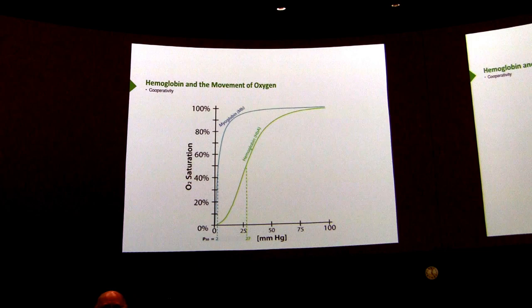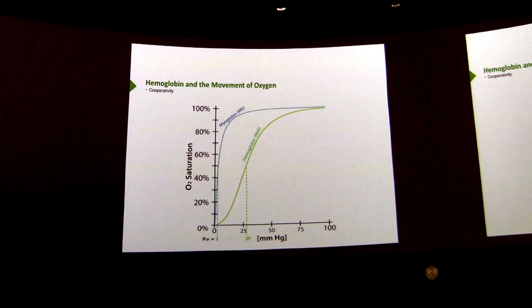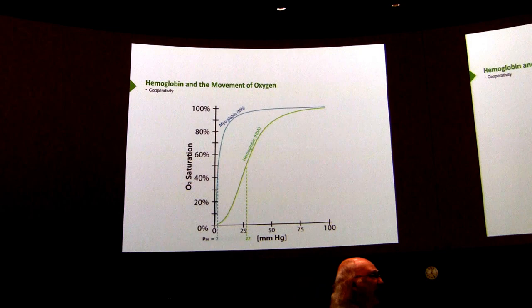Myoglobin doesn't do that. Myoglobin only gives up its oxygen when the oxygen concentration is really low. And that's really good when the oxygen concentration is really low, but it's not really good under normal conditions. So myoglobin isn't used to transport oxygen. Myoglobin is used to store oxygen in your muscles. When your muscle oxygen concentration gets very low, myoglobin gives it up. Myoglobin has a curve that we call hyperbolic. The shape of the curve of hemoglobin is sigmoidal. It has an S-like shape.